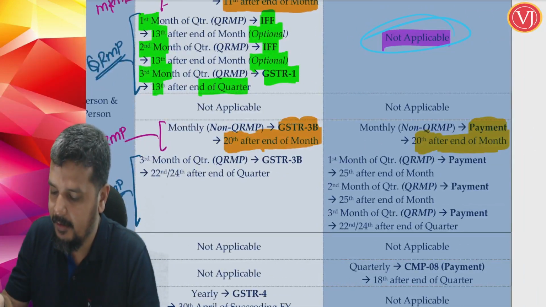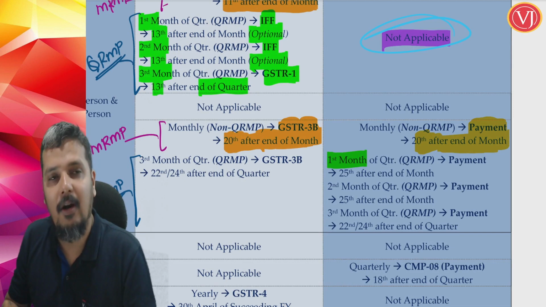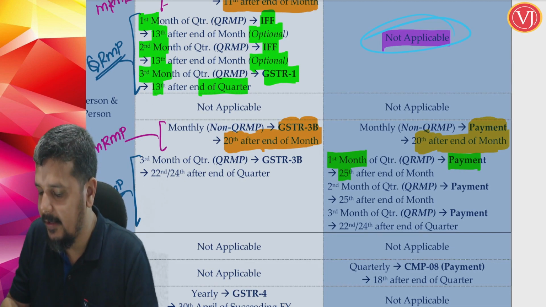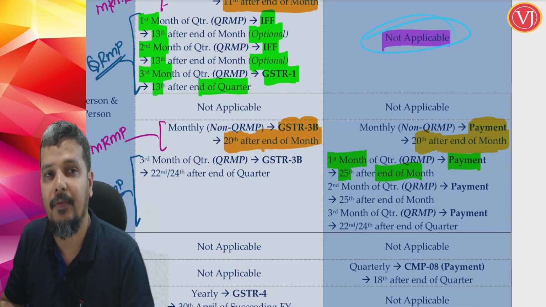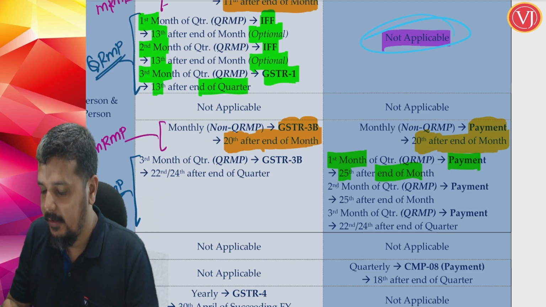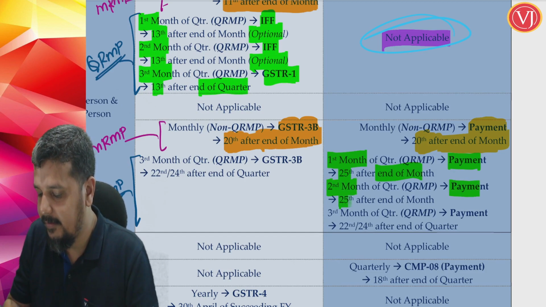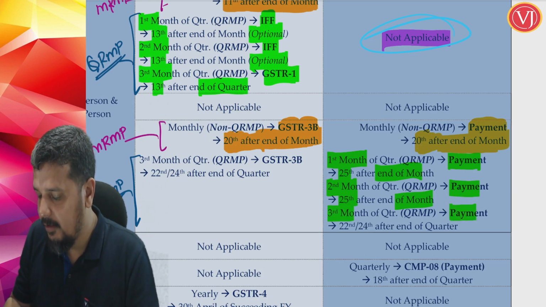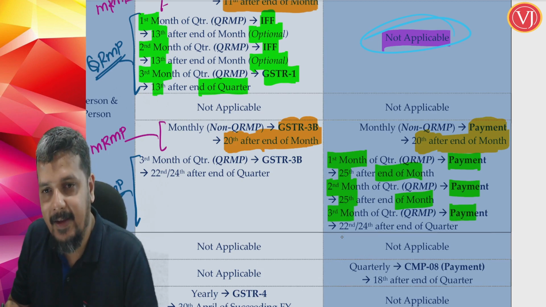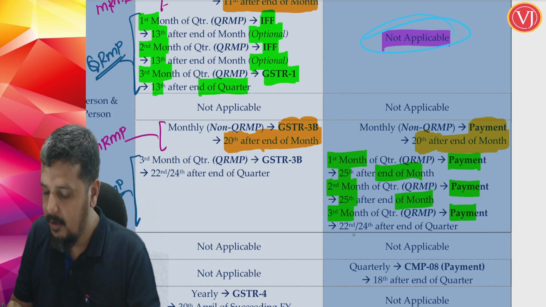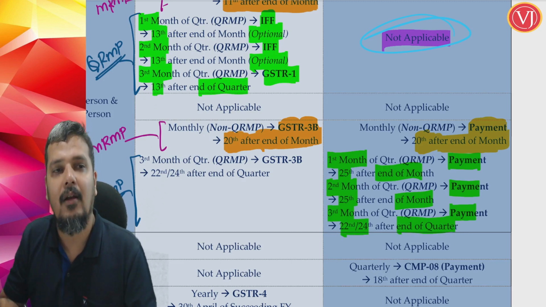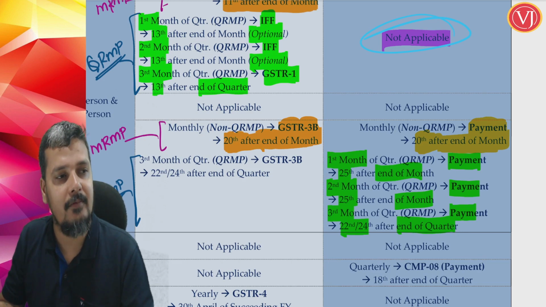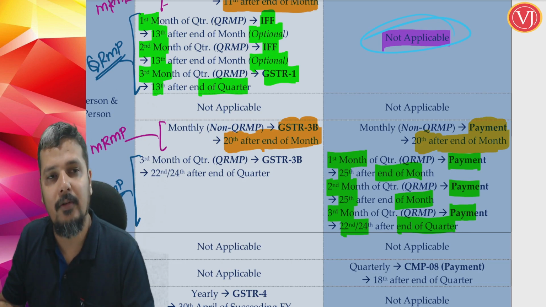If you see the payment for the first month of the quarter, payment is on the 25th after the end of the month. It's not the 20th, it is the 25th after the end of the month. Second month of the quarter, payment is on the 25th after the end of the month. And when you are talking about the last month of the quarter, payment is on the 22nd for the southern part of India, 24th for the northern part of India after the end of the quarter. 22nd or 24th.